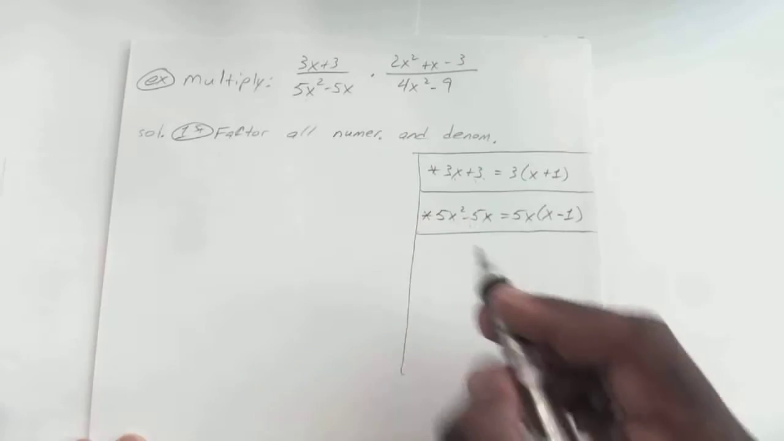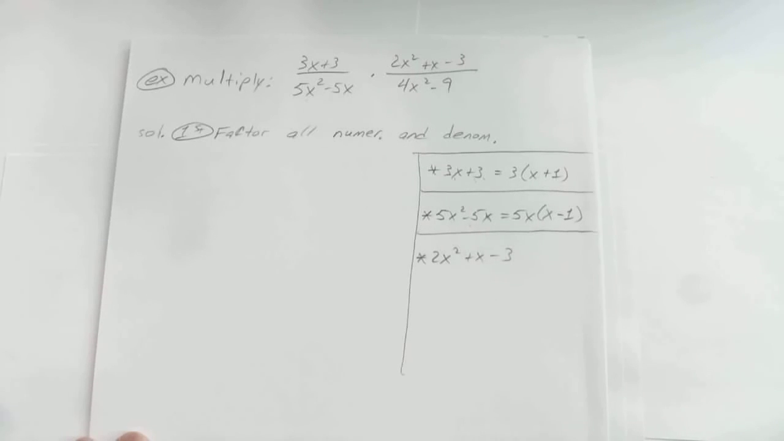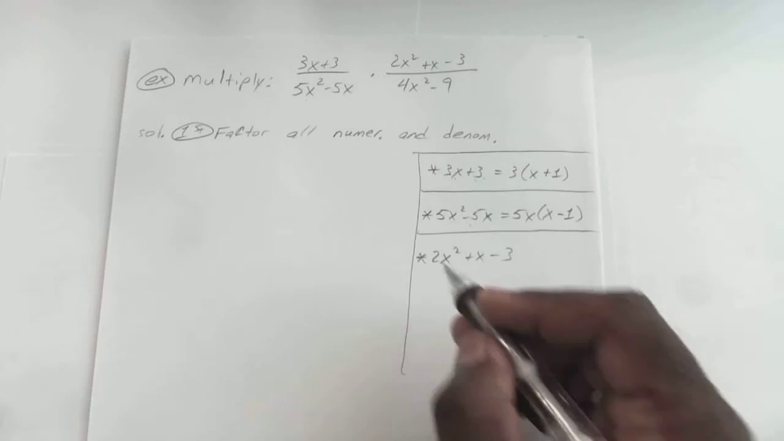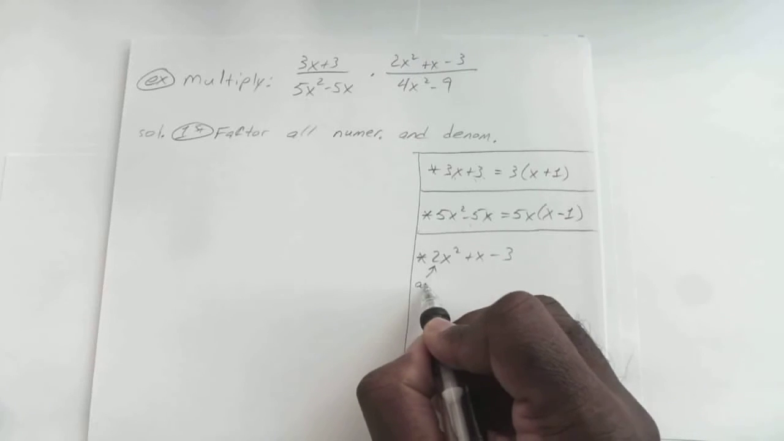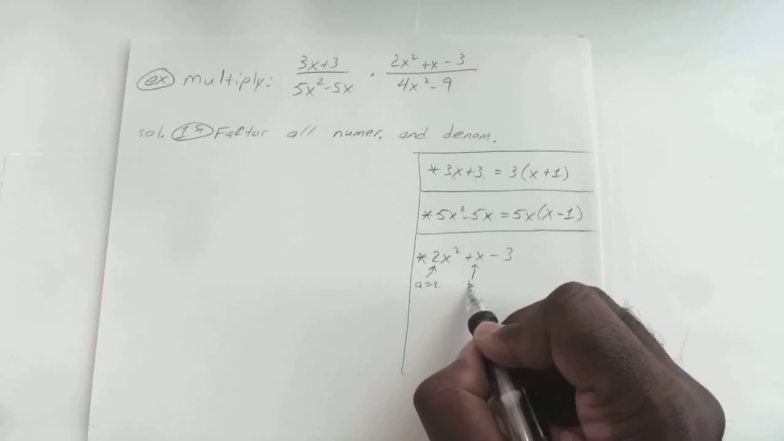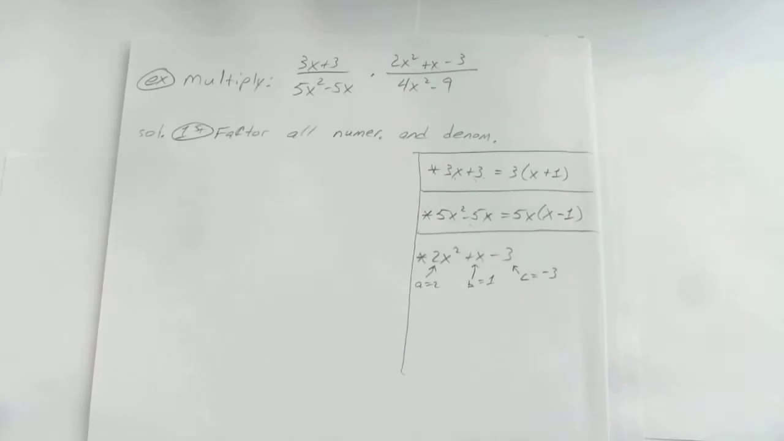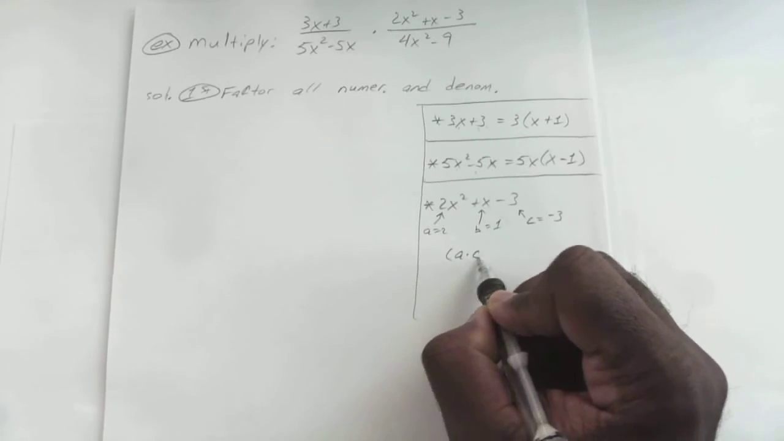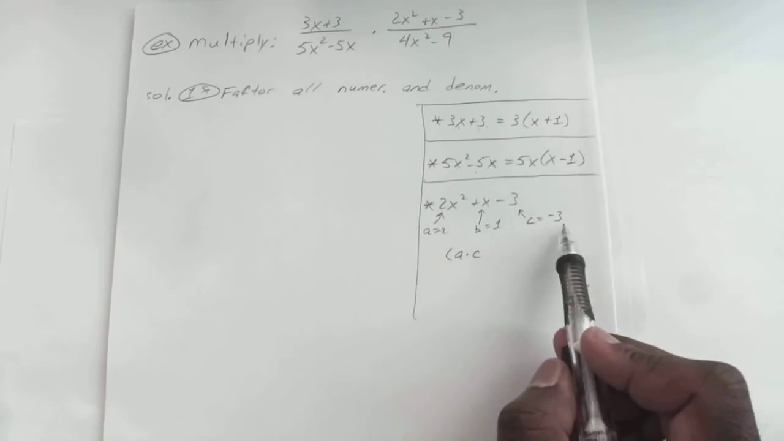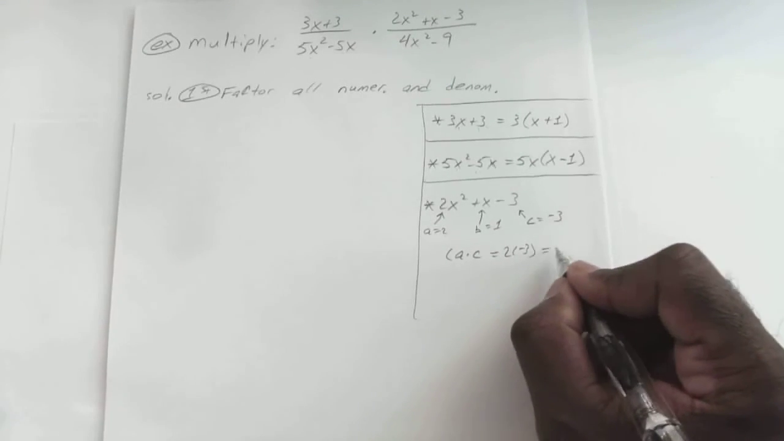Now this one, our 2x squared plus x minus 3, it's not a perfect square trinomial, so we're going to have to use the A times C method, which involves factor by grouping. So A equals 2, B equals 1, and C equals negative 3. So that means our A times C will end up being 2 times negative 3, which is negative 6.